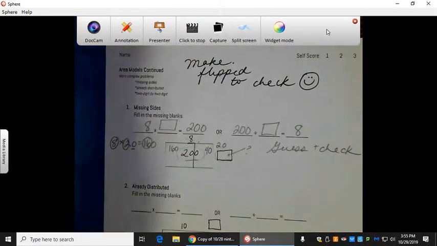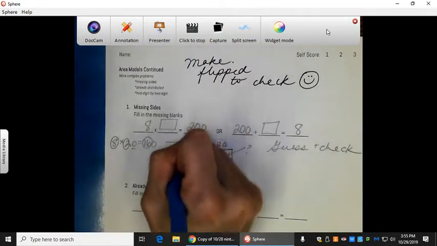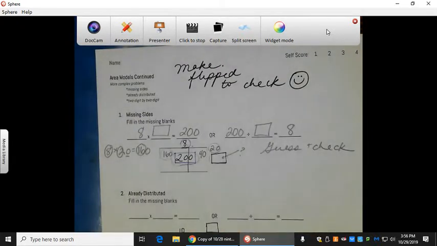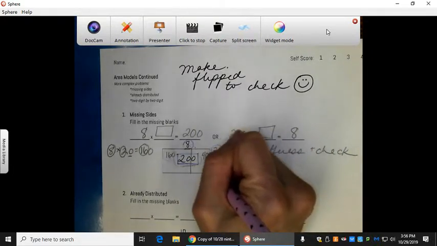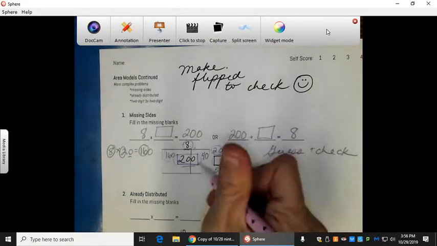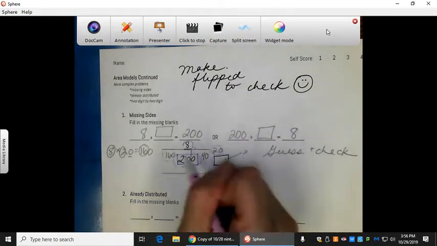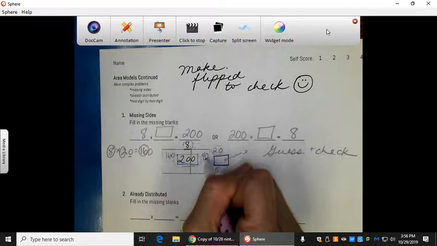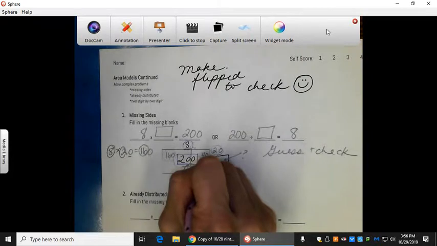So let me just show you that again, make sure we're good. 8 times 20 gets you 160. Well, we want to get 200 total, but 8 times 20 gets us part of the way there. So now I have to think 8 times something to get me the 40. 8 times what gets me 40? 8 times 5 gets me 40. So let's rewind. 8 times 20 gets me 160, and 8 times 5 gets me 40. So together, 160 and 40 got me to, yay, 200.